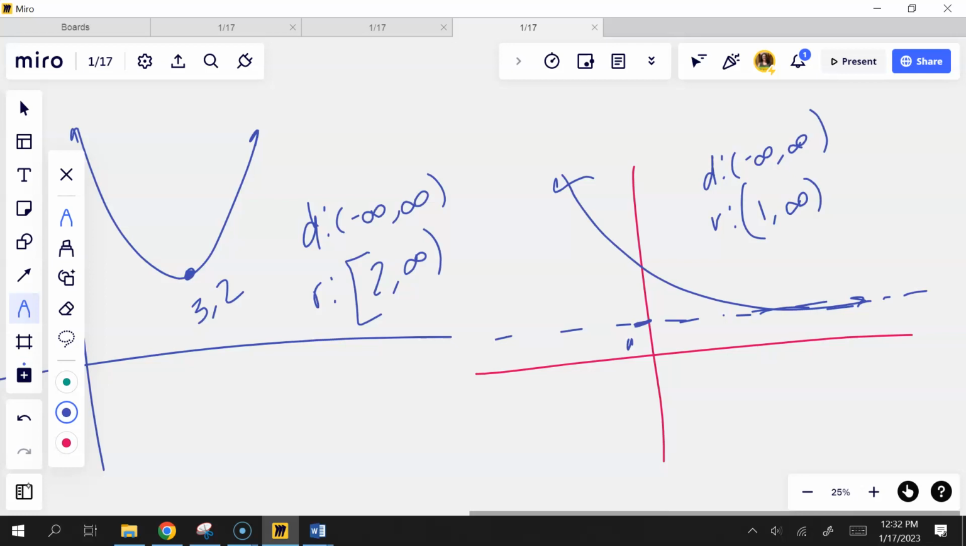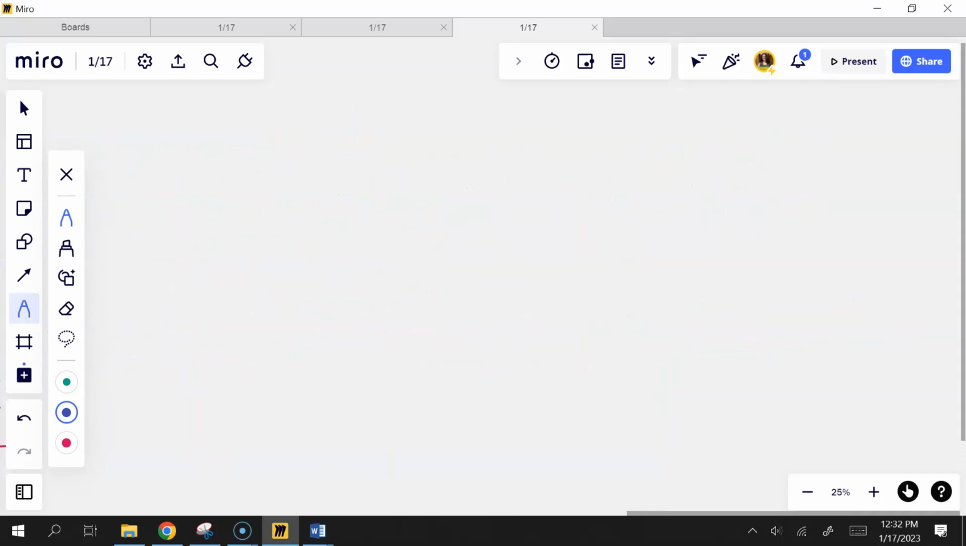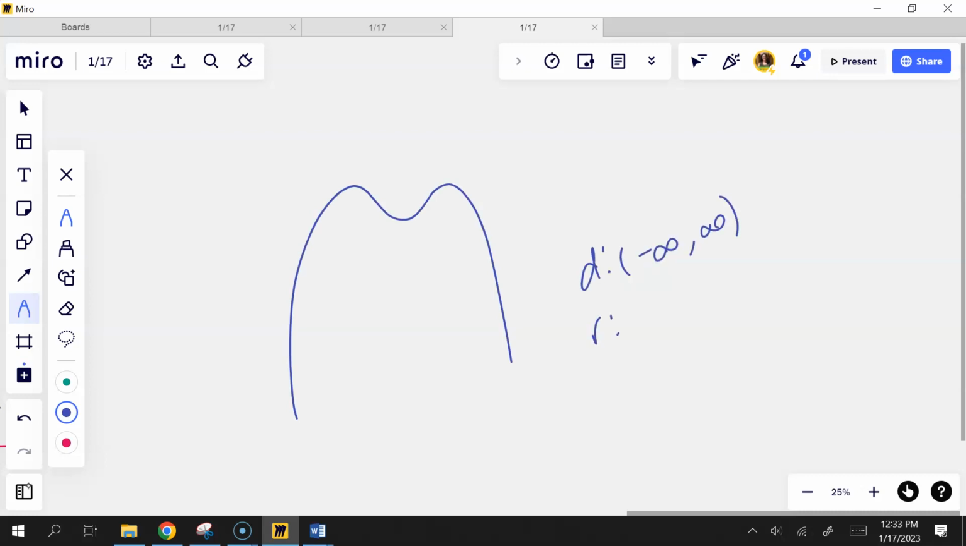Don't do set. This says set notation, but don't. Oh, there's examples on here. Look at number 4. What's the domain? Negative infinity to infinity. And then range is? Well, what is it? 6. Is it a bracket or a parenthesis? Why? That point is a 6.